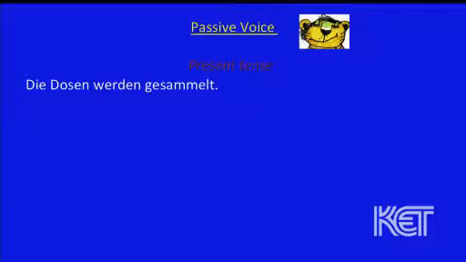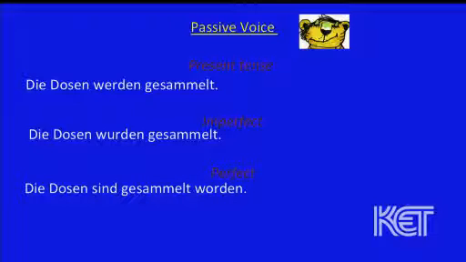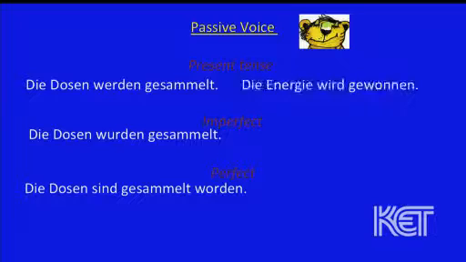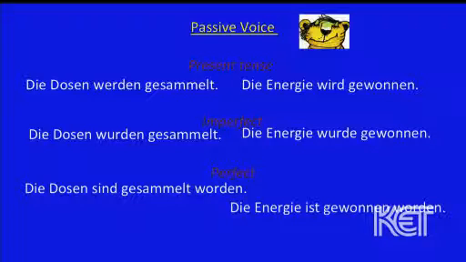Let's look. The passive voice. Okay, perfect tense. Die Dosen werden gesammelt. Imperfekt. Die Dosen wurden gesammelt. Und perfekt. Die Dosen sind gesammelt worden. Let's look at our other picture here. Die Energie wird gewonnen. And for the imperfect, die Energie wurde gewonnen. In the perfect, die Energie ist gewonnen worden.